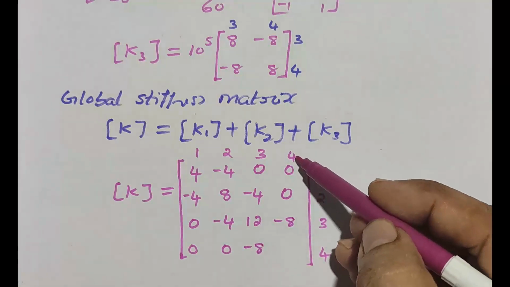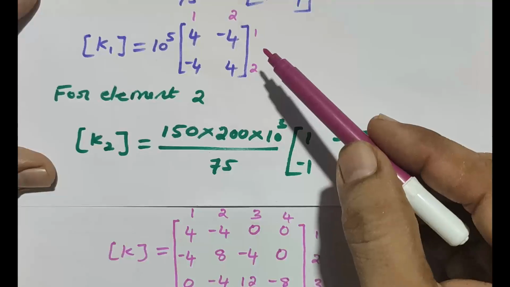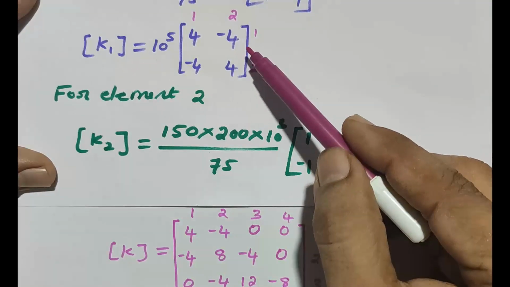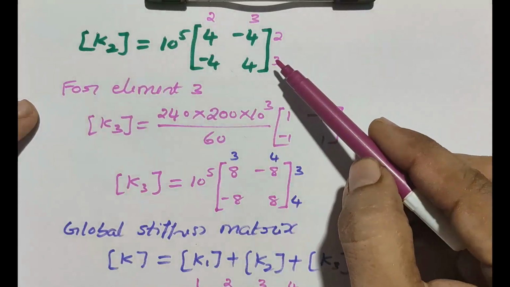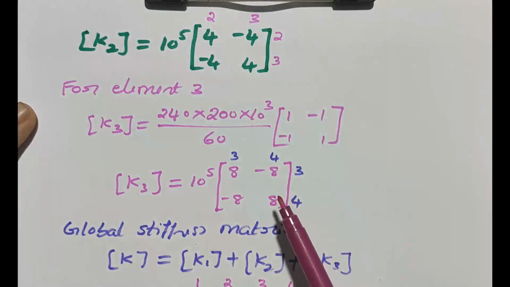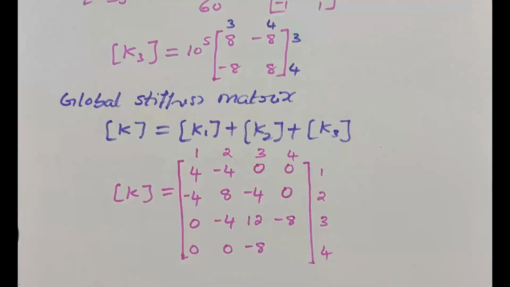Next, element corresponding to this 4 and 4. See in elemental stiffness matrix of first element, we don't have any element corresponding to 4 and 4. Also in K2, we don't have any element corresponding to 4 and 4. But in K3, we have element corresponding to 4 and 4, it is 8. Therefore, in the global stiffness matrix, the element corresponding to 4 and 4 is 8. So this is the global stiffness matrix.